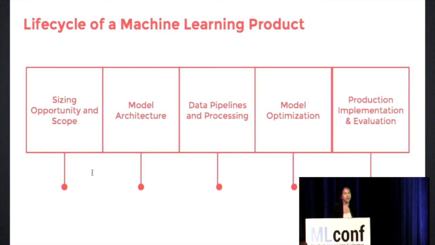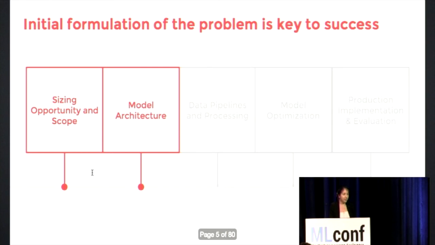The second step is setting up our model architecture. So what is the label that we're going to try and predict? What type of architecture will be best suited to solve the business problem? Then we have data pipelines and processing to get our data ready to build a model. Then we think about model optimization, right? And finally, we put it in production and we think about evaluation, both online and offline. So this talk is about before the model.